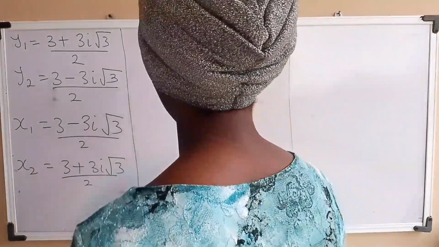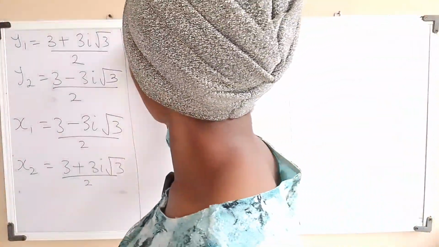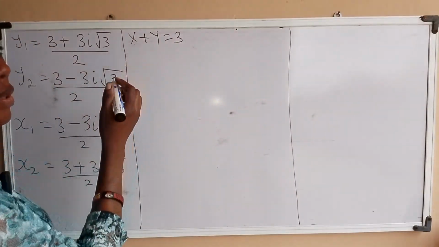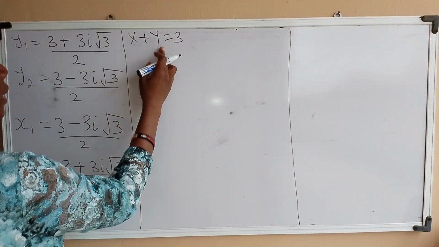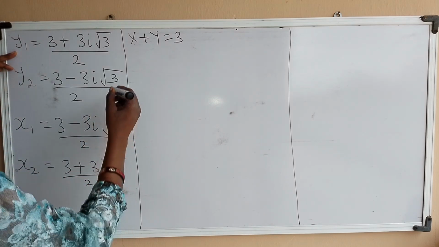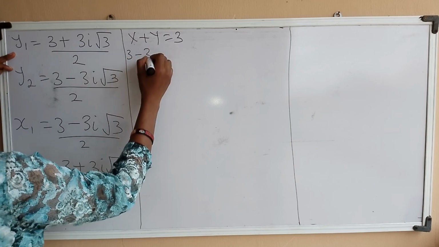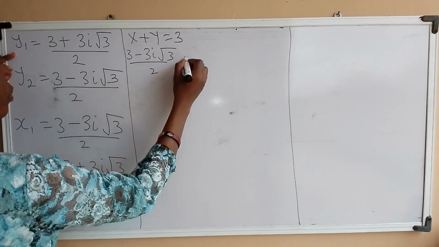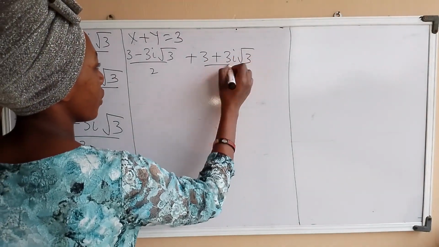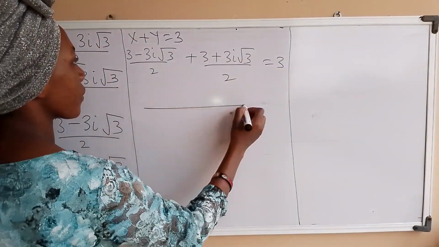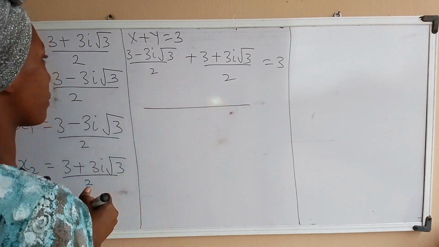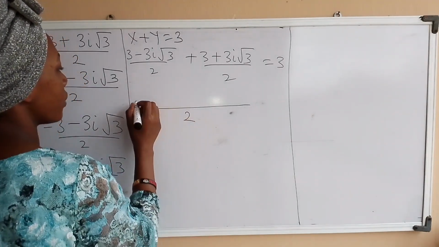Let's see if we can manage this. So our first equation is x plus y equals 3. So let's see. The values for x1 and y1 are what we're going to be using. So this is 3 minus 3i root 3 over 2 plus y1 to be 3 plus 3i root 3 over 2 equals 3. So what do we do? We'll find the LCM. The LCM is 2, and then it will give us everything up.